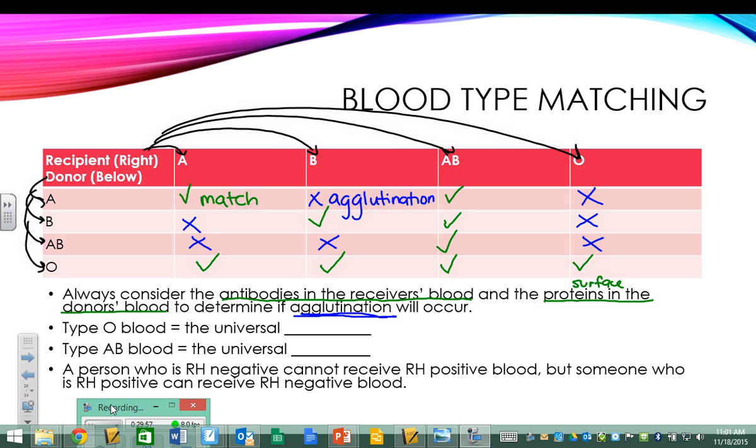So you can see there's actually more check marks than there are X's. But the things that are causing X's are really, really important. You would not want to make a mistake with that. Now, since type O can be given to anybody, we would call type O the universal donor. Type AB blood, since it can receive any other type of blood, would be called the universal receiver.